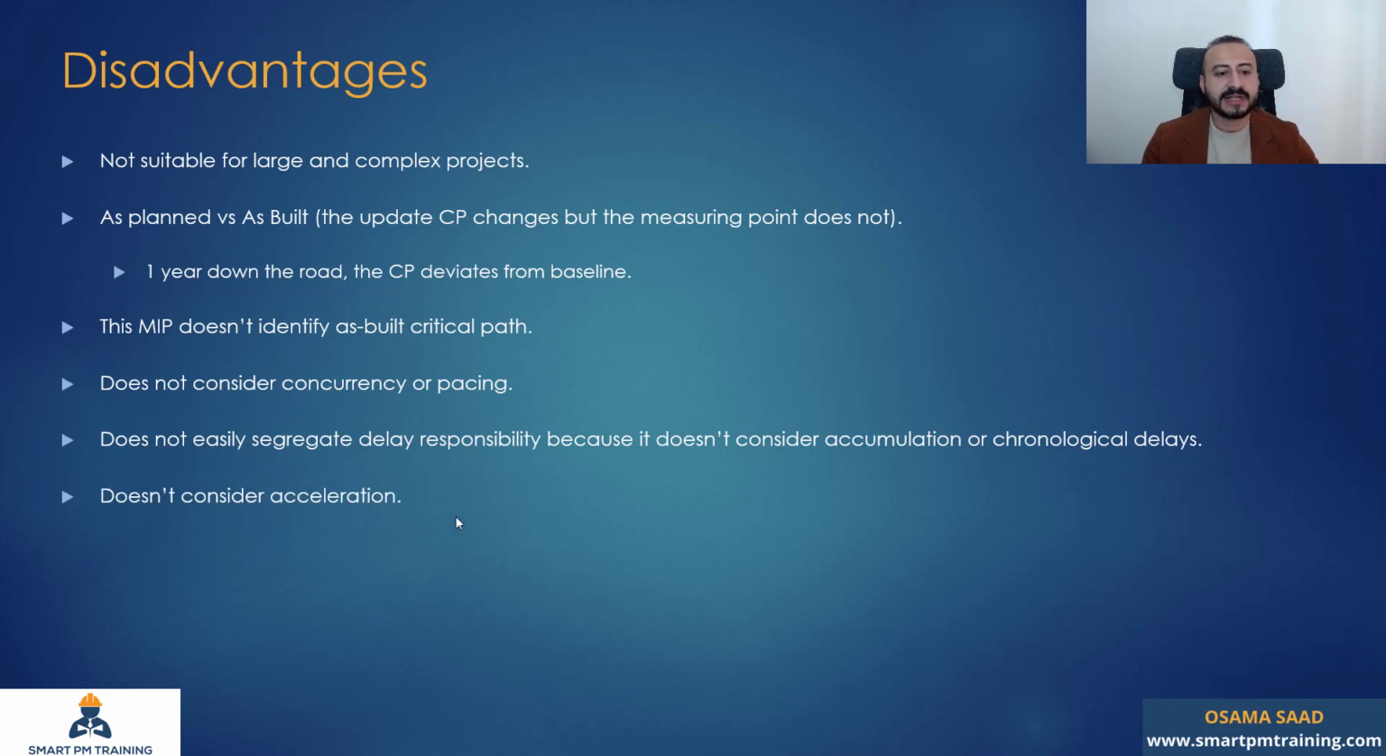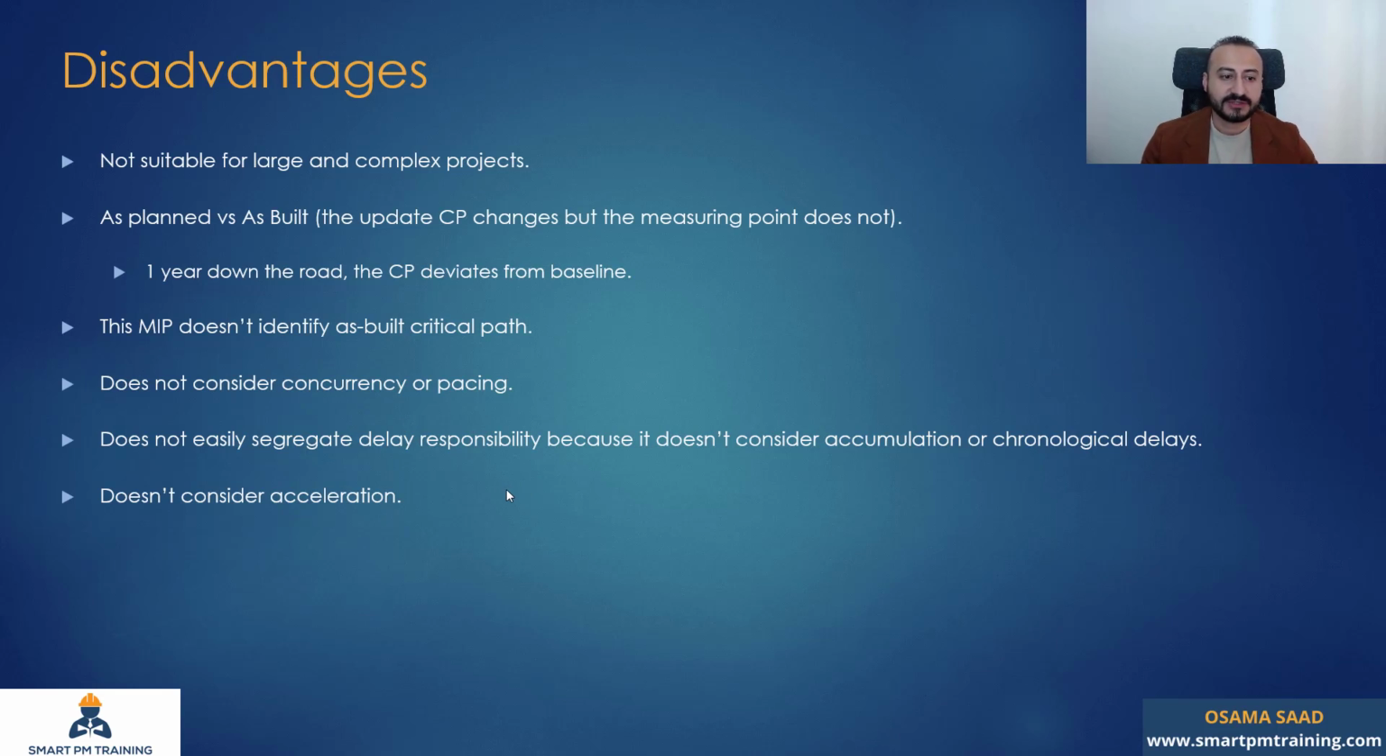It does not consider acceleration. Sometimes in window analysis, for example, you can see that there are 10 days delay in the project during this window, but in the window after, you have done some acceleration. So when you see the trend of project delays in windows, you're going to identify acceleration, but the acceleration is already included in the as-built as well, in the MIP 3.1.